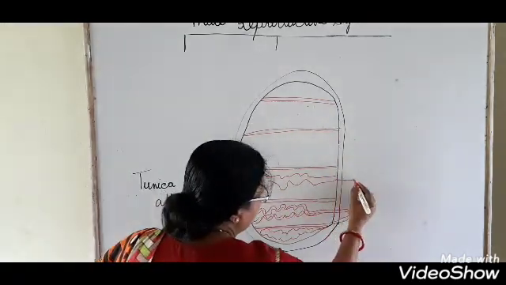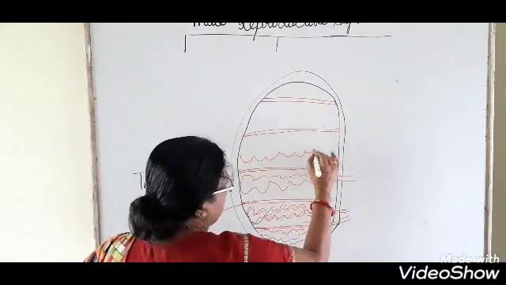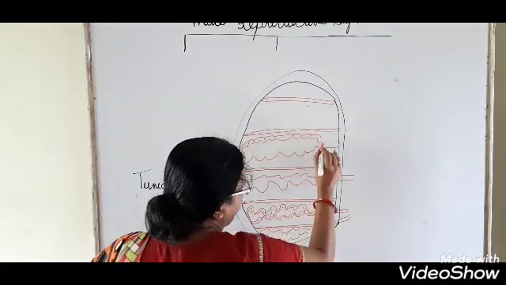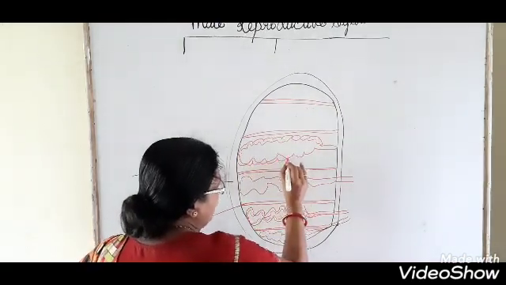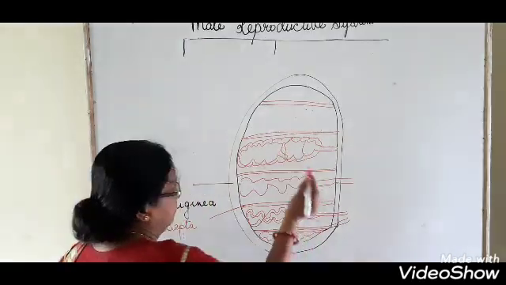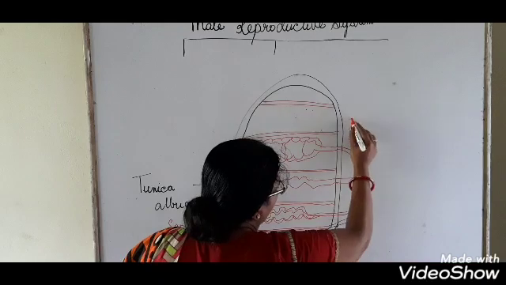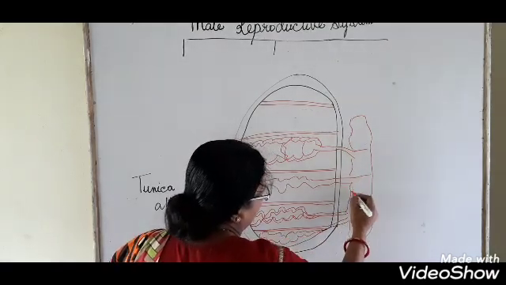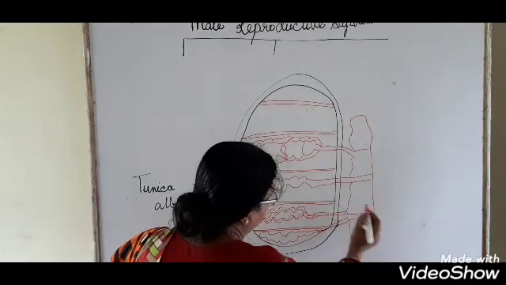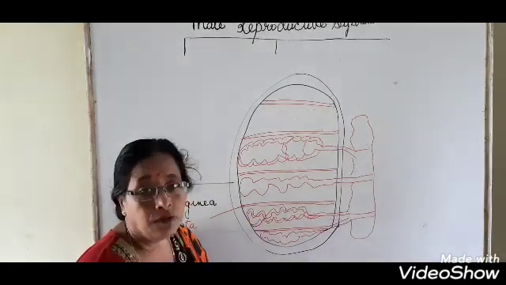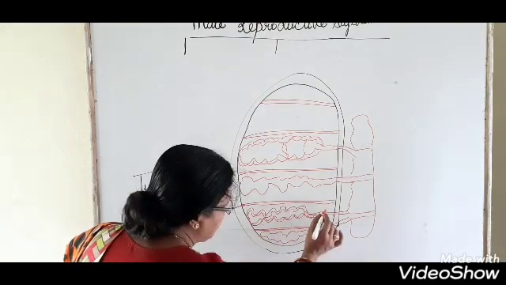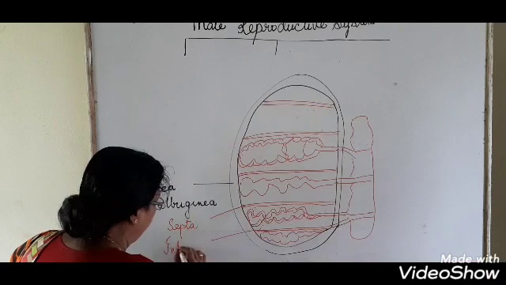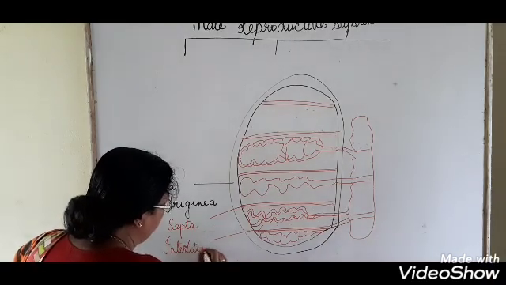It uncoils and becomes a little straightened. So it joins a duct known as the rete testis. The rete testis brings the sperms from the seminiferous tubules. The space outside the seminiferous tubules is known as the interstitial spaces.